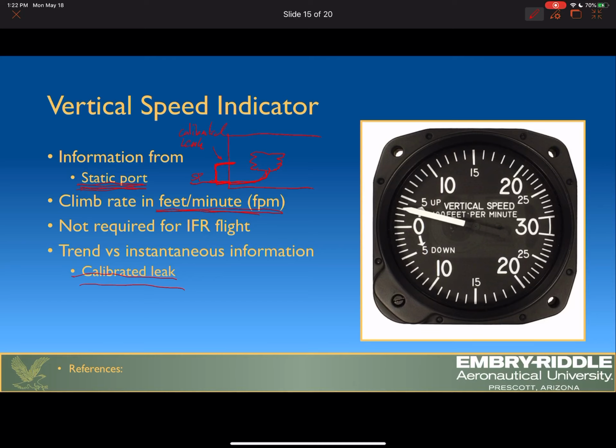And it is technically not required for IFR flight. So this one is not required for IFR flight. Though we have it, and it should always be there, it is not required.